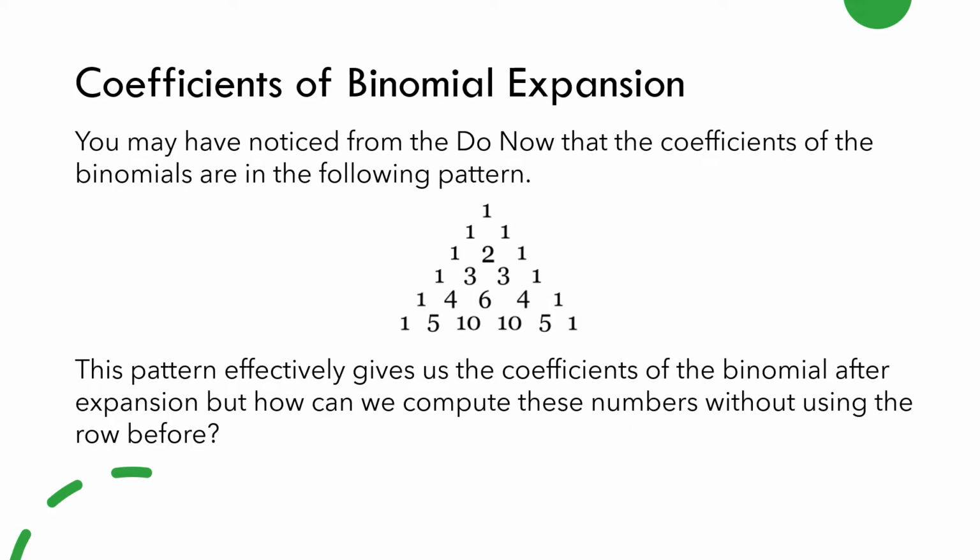So that pattern is pretty famous. This is what it looks like. It's also called Pascal's triangle, and it helps you to find the next term of the coefficients of the binomial expansion. But the question becomes, how can we compute the next expansion without knowing the one before? So that's where today's lesson comes in.